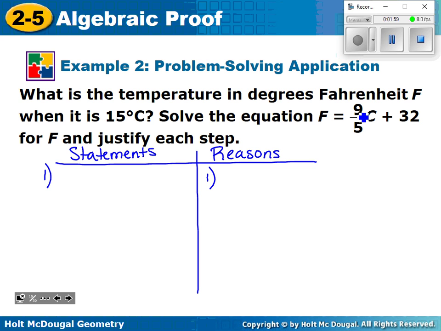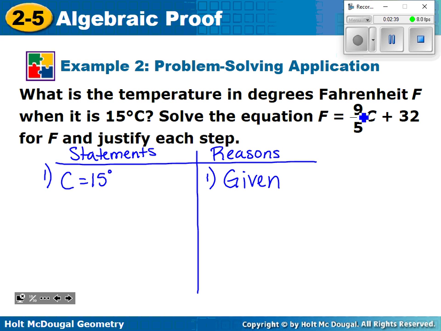Okay, so when you have a word problem, you're going to be picking out what's important and what's the given that you need to list from that word problem. So it says, what is the temperature in degrees Fahrenheit when it's 15 degrees Celsius? Solve the equation for F and justify each step. So when you read through that, what's one thing you think we definitely need to write down as our given? Bailey? Okay, 15. So what is 15 standing for? C, right? Celsius. So that means we could write C equals 15 degrees, because they're telling us what the C value is. And that is given.